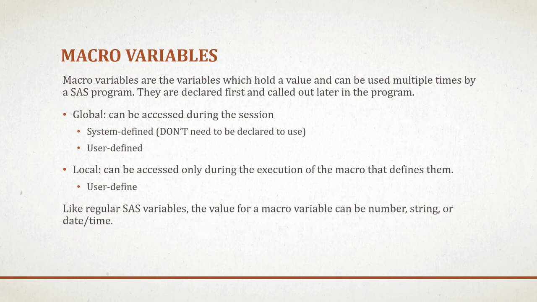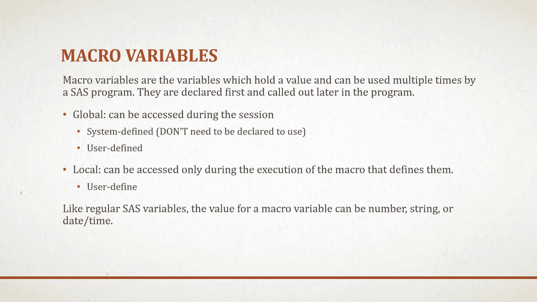Macro variables are variables which hold a value and can be used multiple times by a SAS program. Other than the system-defined type, they need to be declared first and called later in the program. In general, there are two types of macro variables, depending on the scope: global versus local. The system-defined ones belong to global scope. We can also define global macro variables too. These can be accessed anytime during the SAS session.